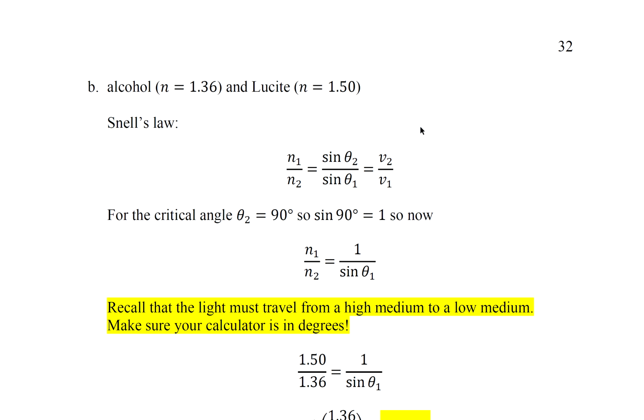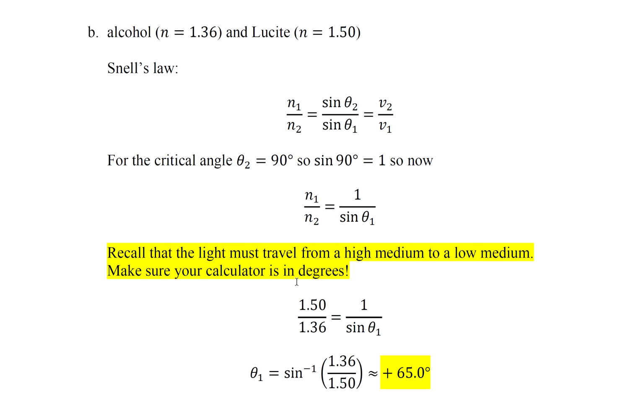Part B, what's the critical angle between alcohol and lucite? So n1 has to be 1.5, because that's the higher index of refraction. And n2 has to be 1.36, because that's the lower one. And lucite is n1. n1 is in the numerator, and sine theta 1 is in the denominator.